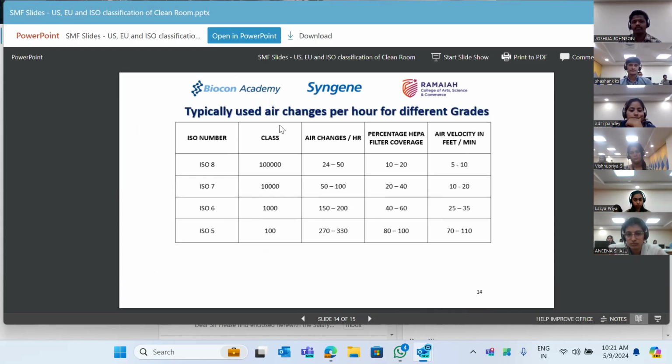This table gives you the typically used air changes per hour for different grades. If you say ISO 8, which is equivalent to class 1 lakh, the number of air changes is 24 to 50. And if I say ISO 6, it is equivalent to class 1000, and we have a number of air changes per hour as 150 to 200.